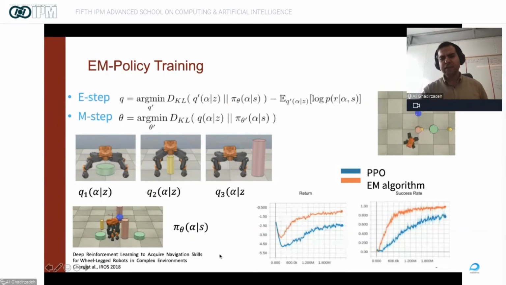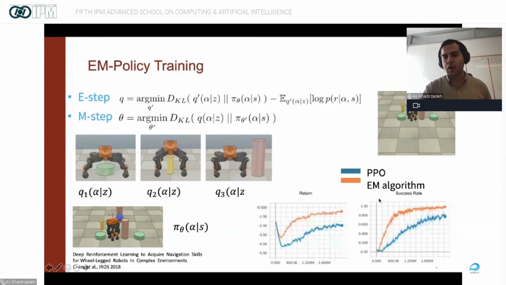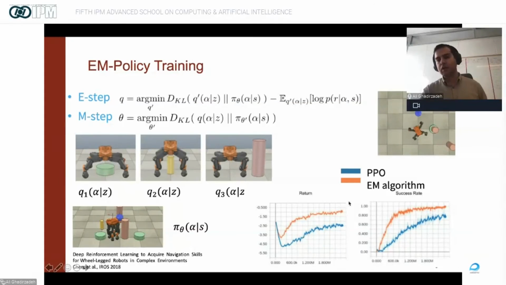We did some brief comparison to the state-of-the-art method, which was PPO at that time, and we showed that our EM algorithm can improve the performance much better compared to PPO policy training.